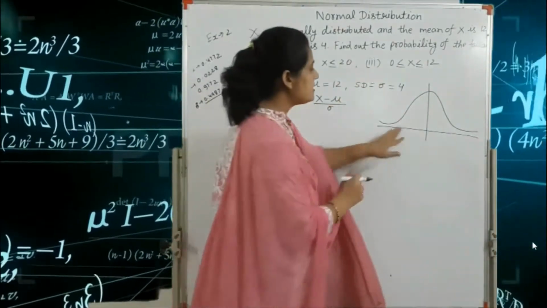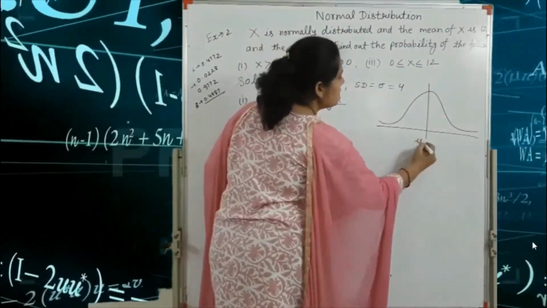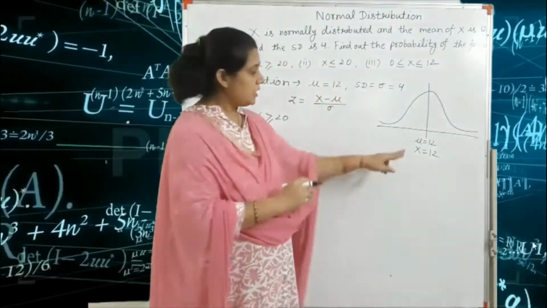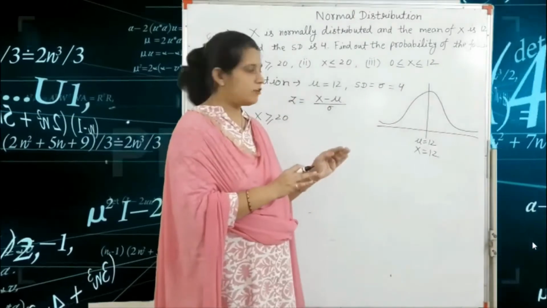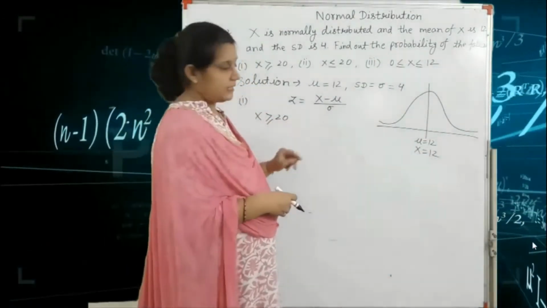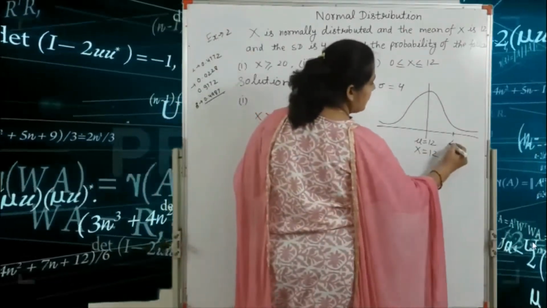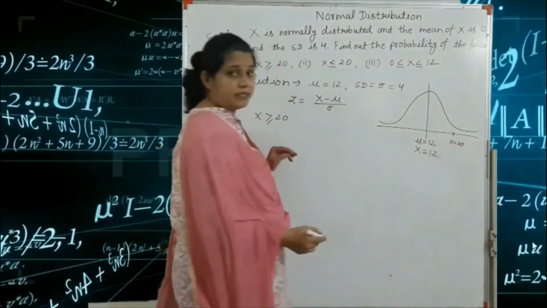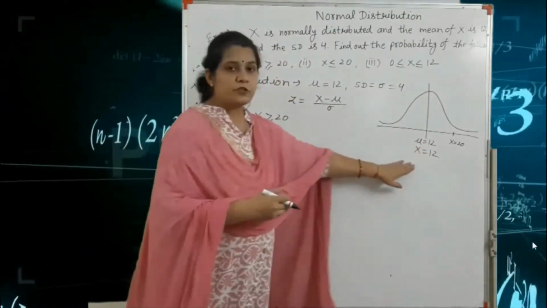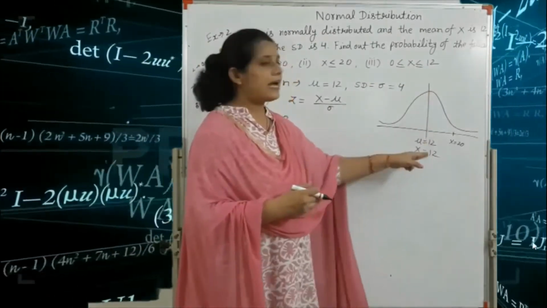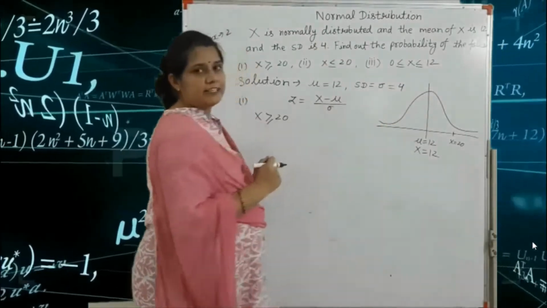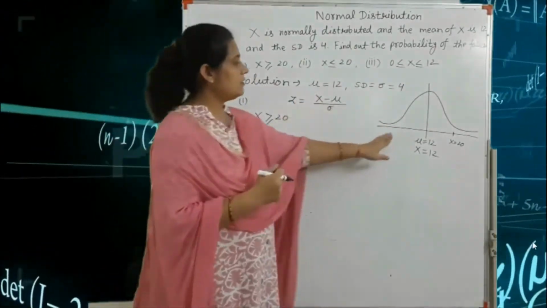Okay, and this is the mean. Mean, that means mu is equal to 12. That means x is equal to 12. So here z is equal to 0 by default. So first we write x greater than or equal to 20. That means here we write x is equal to 20, approximately, because x is greater than or equal to 20, and 20 is greater than x is equal to 12. This line is x is equal to 12. Okay, so for greater than values we draw the right side, and the less than 12 values we write here.